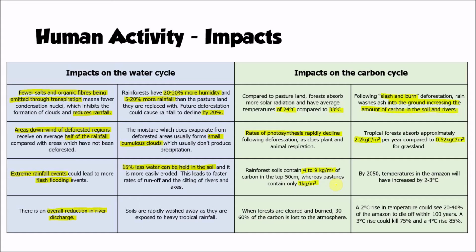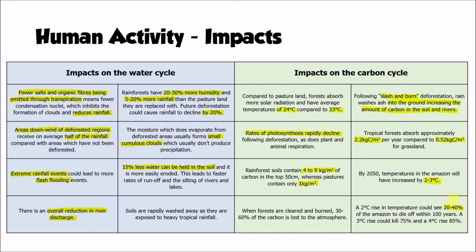Climate change is obviously not something that is going to go away at any point, and by 2050 it's estimated that temperatures in the Amazon will have increased by 2 to 3 degrees C on average. Now that is going to have knock-on effects in terms of feedback loops, linking to rates of evaporation and drought causing trees to die off, which then further reduces their ability to absorb carbon. If we were to experience a 2 degrees C rise in temperature, that could see about 20 to 40% of the Amazon die off within about a century.